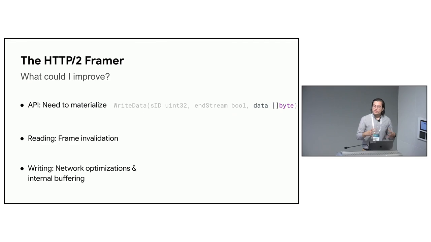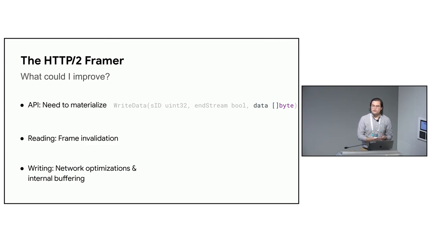However, the way the framer works is by copying the data that you pass into it into its own buffer, and then writing that data. So we were essentially having redundant copies, because we would have the data that we want to send through the network, we were copying it into the framer, and then the framer would be copying it again into our buffer writer.